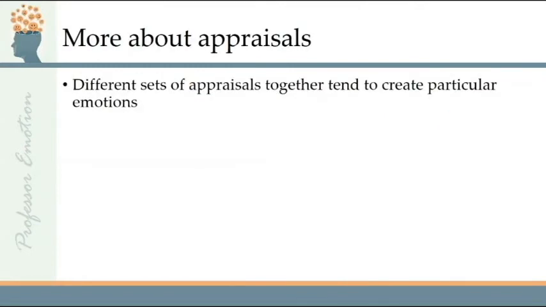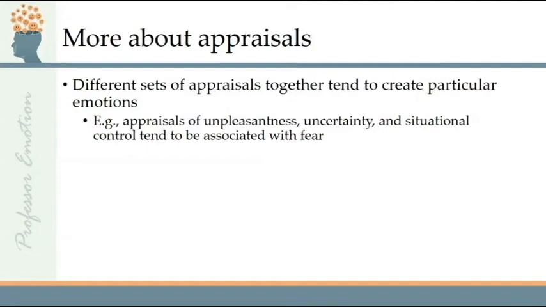So where does this leave us with appraisals? A couple of other things I want to mention. One is that researchers have looked at how different sets of appraisals together tend to create particular emotions. So when you put the different dimensions together, you get a different specific emotion. So for example, when something is appraised as being unpleasant, uncertain, and outside of your control, but controlled by the situation, that tends to be associated with the emotion of fear. And you can look at how these appraisals go together in different ways to create different kinds of emotional responses.